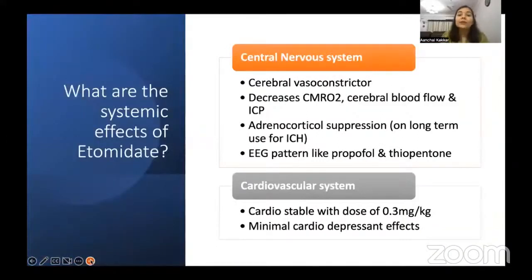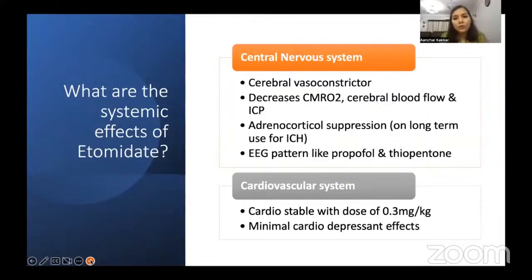Again, same thing. What are the systemic effects of etomidate? Cardiovascularly, it is the most cardiostable drug in the dose of 0.3 milligram per kg. It has a very minimal cardiodepressant effect. In the central nervous system, it causes cerebral vasoconstriction and decreases the cerebral metabolic rate for oxygen. Cerebral blood flow is also decreased and intracranial pressure is also reduced.